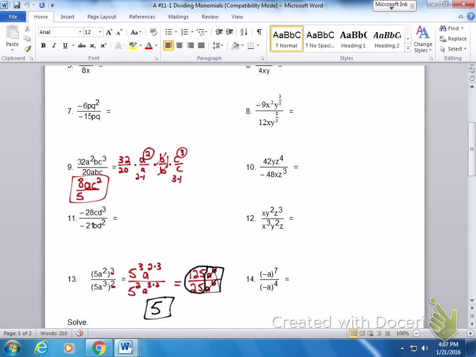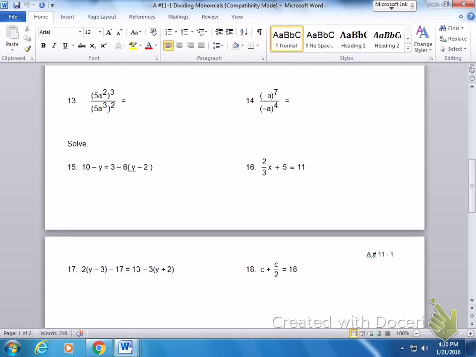Number 14, just really quick. Really, this negative a in parentheses is a lot like saying we have x to the 7th over x to the 4th. If we did it that way, the top one has a bigger exponent, so my x belongs in the numerator. 7 minus 4 is 3. But x isn't x, it's negative a, to the third. So hopefully that one helps you out a little bit too. The rest on here is review, guys.